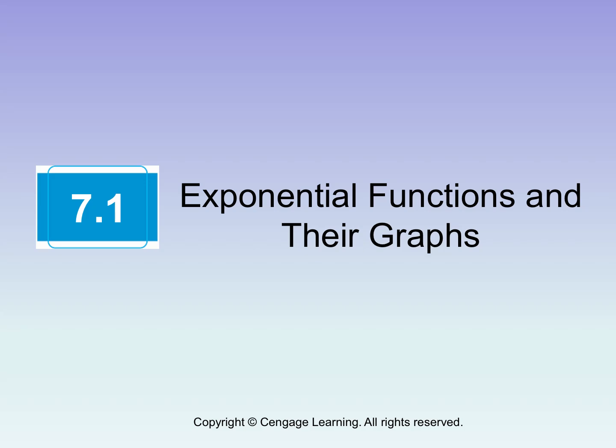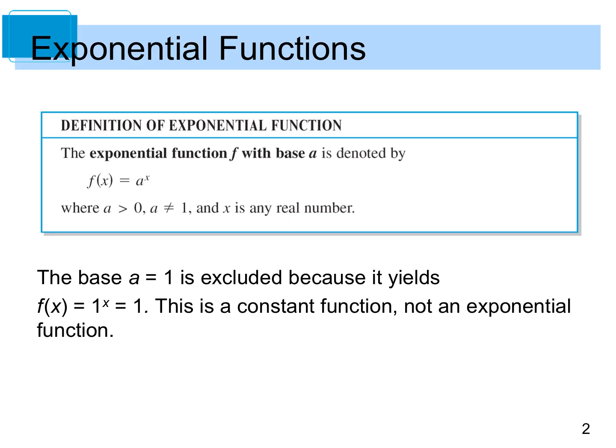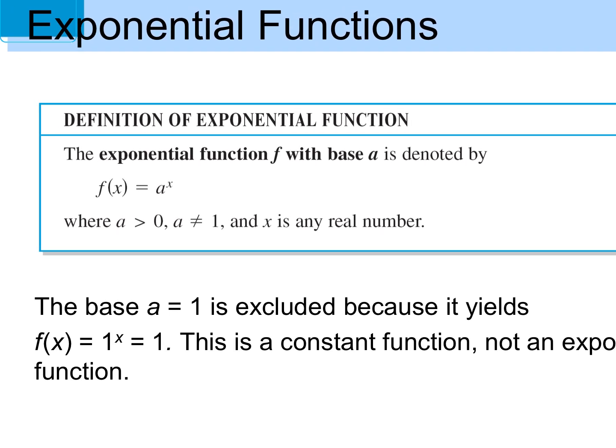7.1, we're going to talk about exponential functions and their graphs. So in 7.1, we're going to talk about exponential functions with a base a, where x is the exponent. That's what makes it an exponential function. A is not going to be equal to 1, because if it was equal to 1, we would have a constant function, because 1 to any power would just be 1.